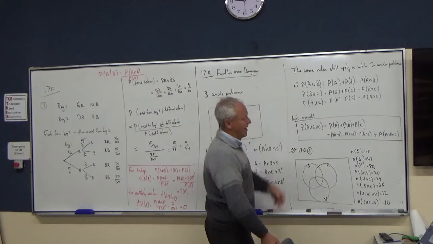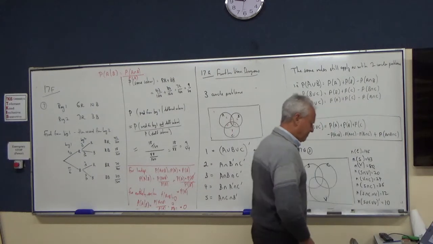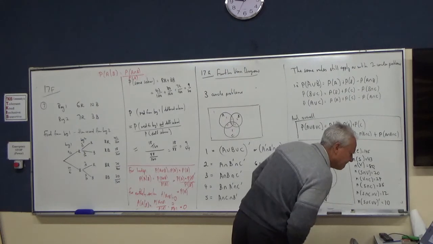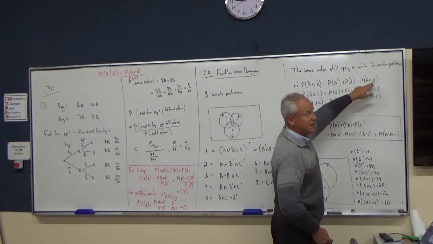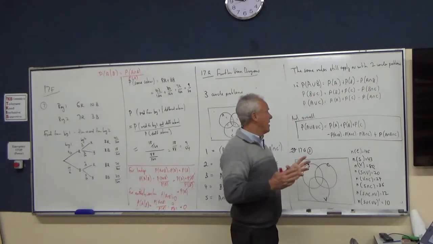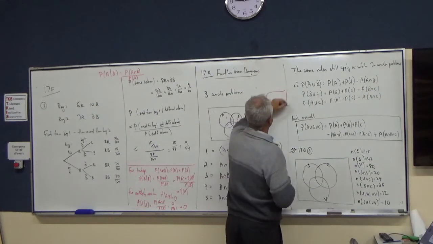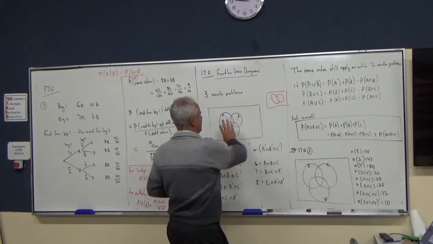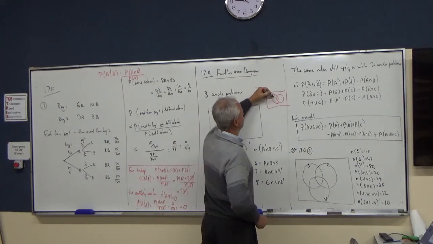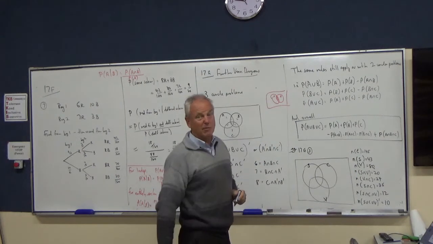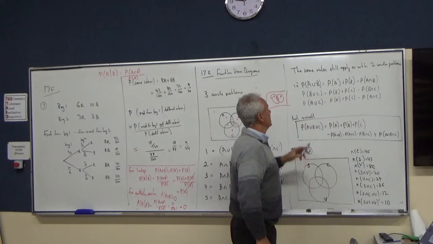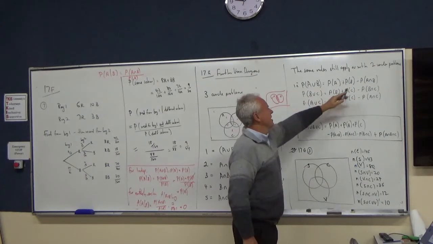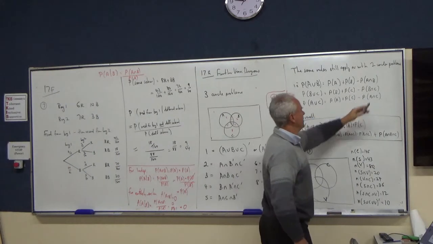So the probability of A union B is A plus B minus the intersection. Of course it is. Whether there's a 3rd circle there or not, the probability of the union is the probability of A plus the probability of B, but we've counted this bit twice, so we need to take it away once. Probability of B union C, again the same thing. A union C is A and C minus the intersection.